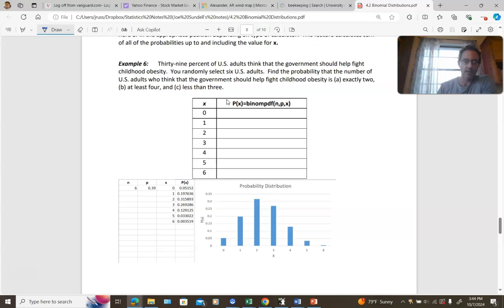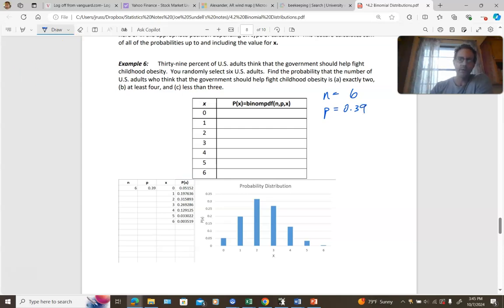Let's go ahead and define the values for our parameters. So in this case, if we're selecting 6 adults, n is going to be 6, and we're going to deem the respondent answering yes to the government actively fighting childhood obesity as a success. So that corresponding probability would be 39%, okay?